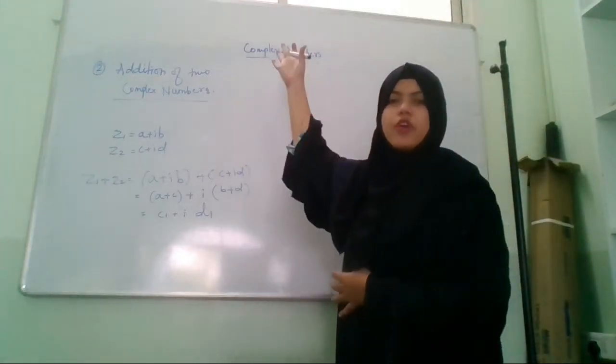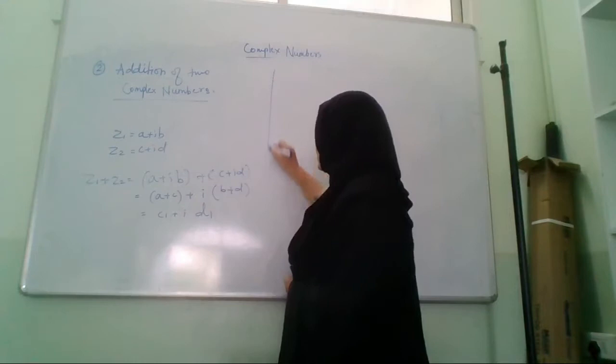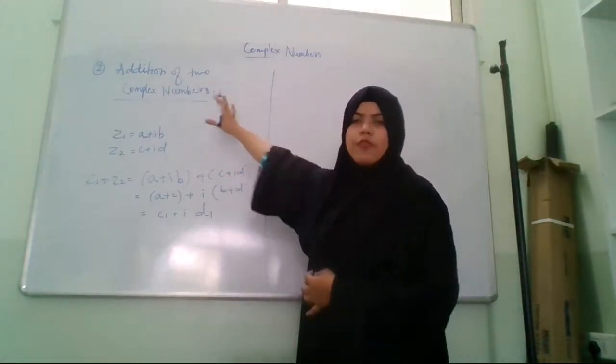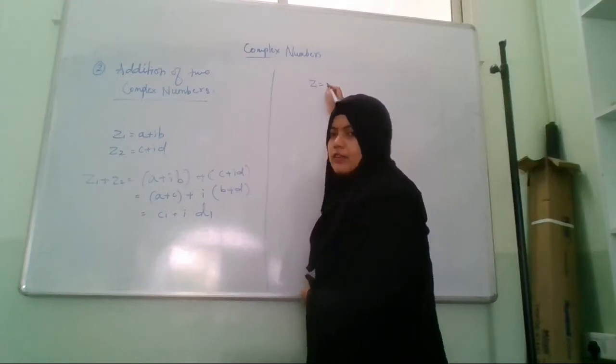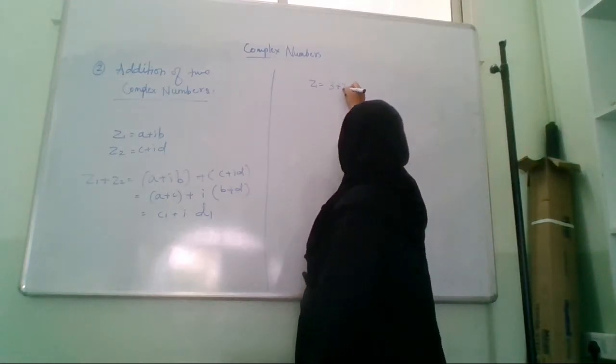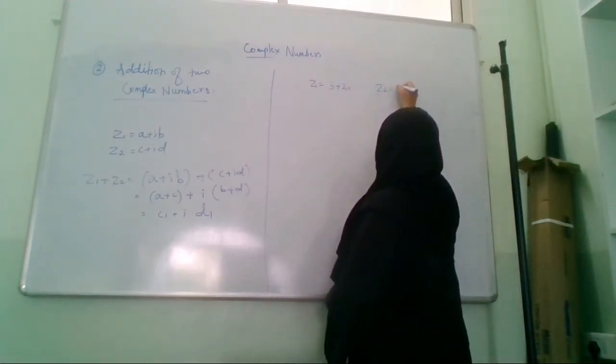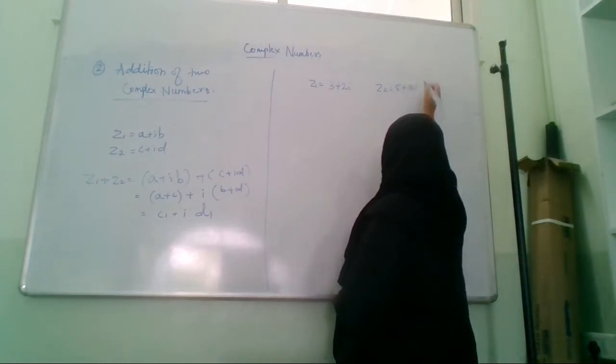We have seen the addition of complex numbers. Now we will see some examples of addition of complex numbers. Suppose you have Z1 as 3 plus 2i and Z2 as 5 plus 10i.